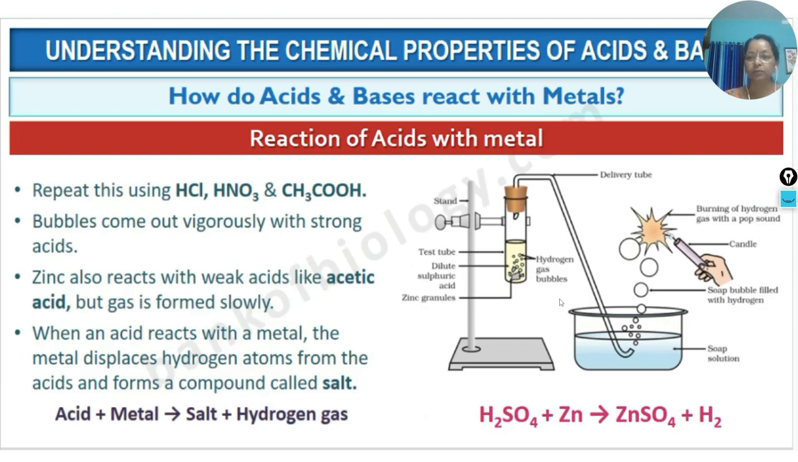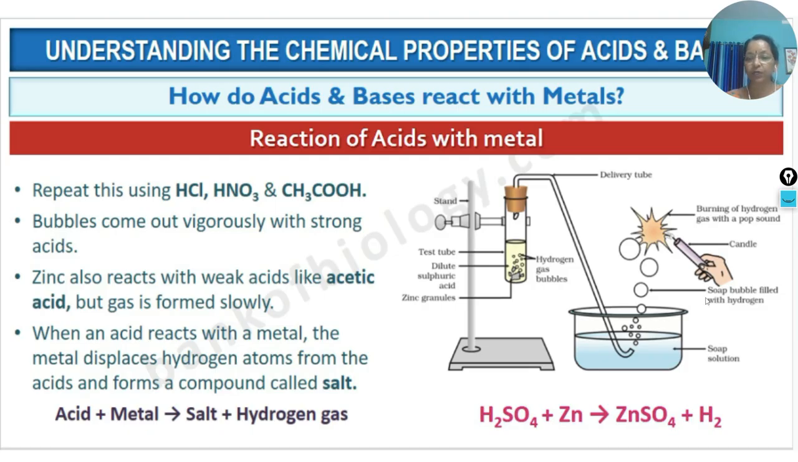Now, the general equation is given here. Acid plus metal gives salt and hydrogen gas. So, if you repeat the experiment with hydrochloric acid, nitric acid, or acetic acid, there will be variation in the speed or vigorous nature of the reaction. When it comes to acetic acid, which is a weak acid, the reaction is less vigorous. Okay, but the reaction products will be the same, salt and hydrogen gas. The equation is given here: sulfuric acid plus zinc gives zinc sulfate plus hydrogen gas.